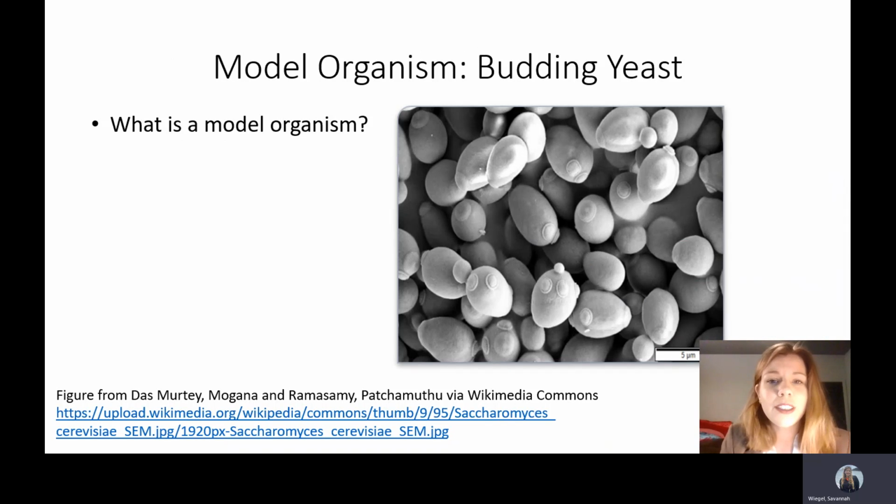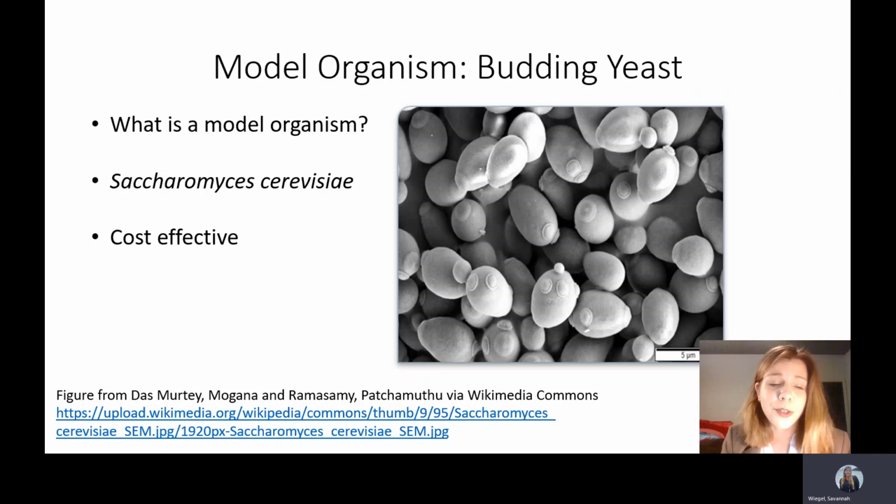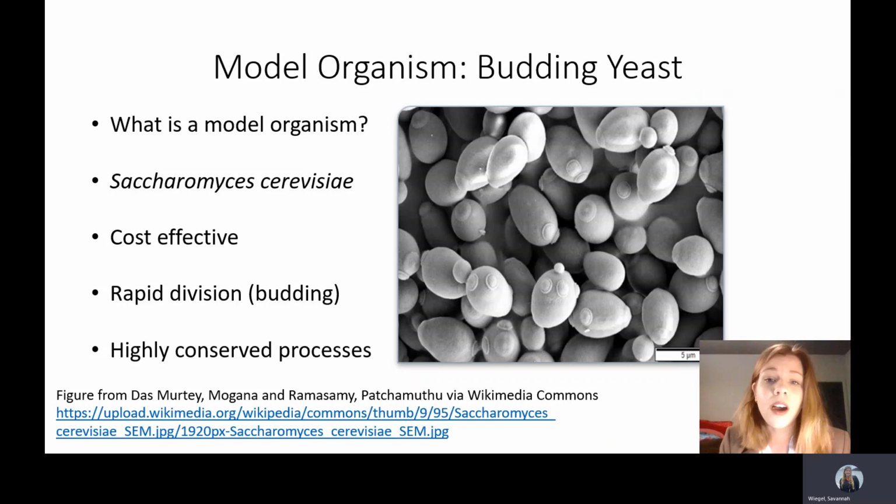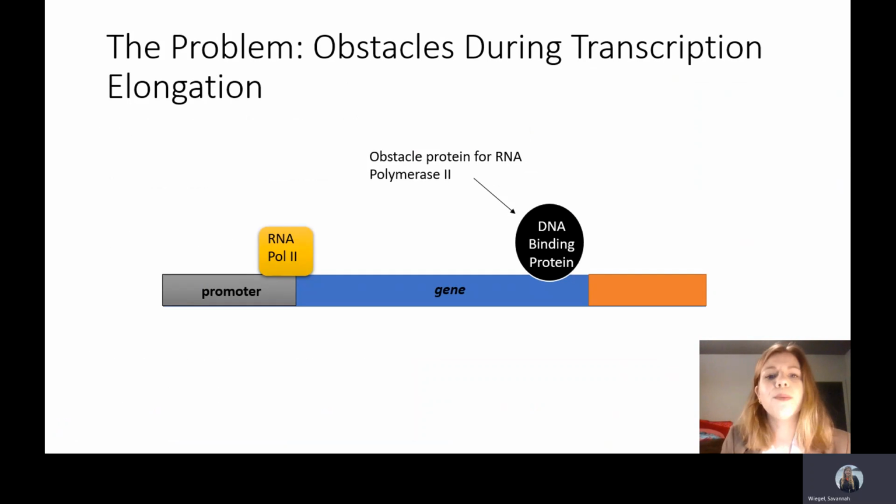And so a model organism is a non-human species used in biological research to understand processes like transcription. In our lab, we use Saccharomyces cerevisiae, which is known as brewer's yeast or budding yeast. This is a cost-effective unicellular eukaryote, and it undergoes rapid division called budding, which you can see in this image on the right. And these transcription processes are highly conserved in yeast and can be applied to many other model organisms, and that also includes humans.